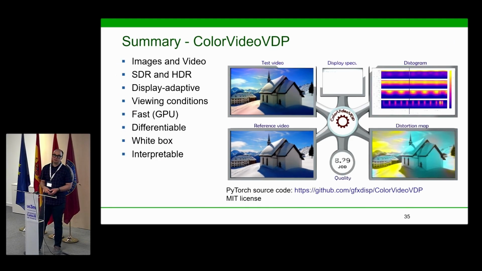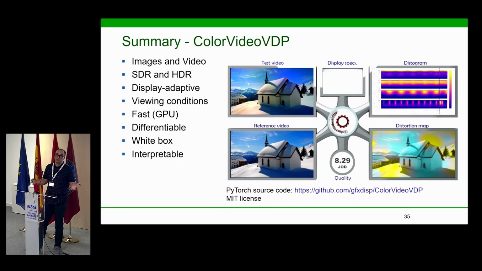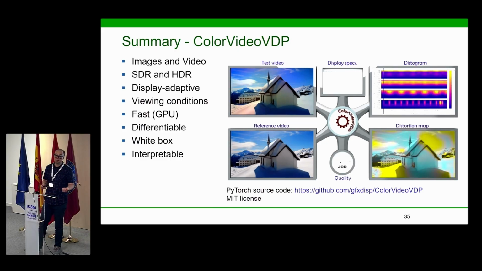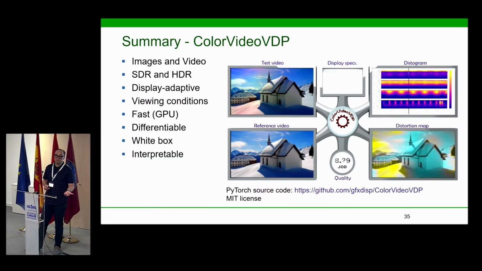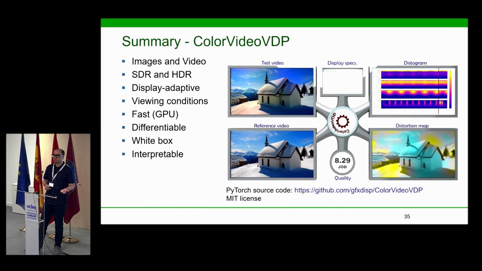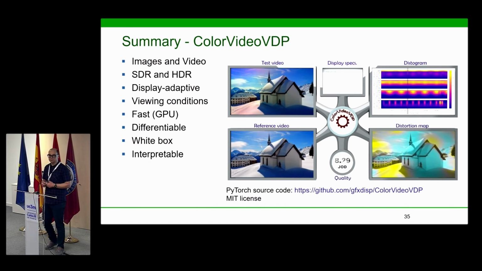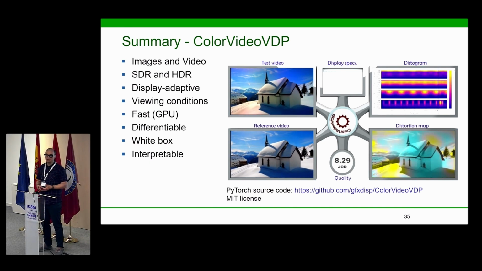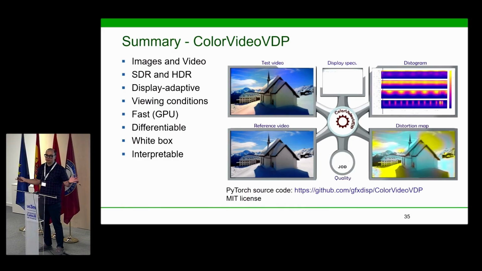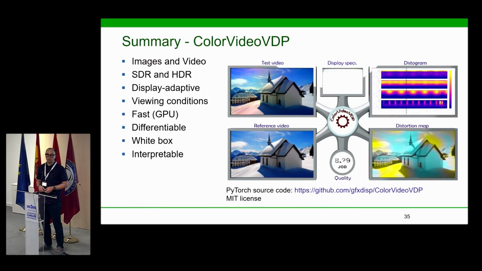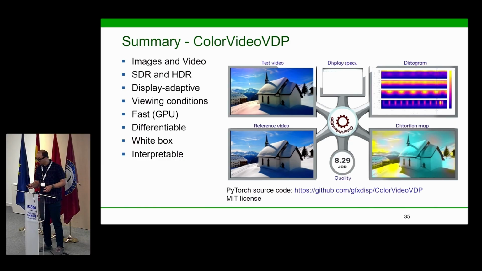So to summarize, ColorVP is a full reference metric for images and video, SDR and HDR, and is display adaptive. It can adapt to viewing conditions. It's fast to compute if you run it on GPU. It's differentiable. It's a fully interpretable white box. And everything is publicly available under the MIT license. Thank you.